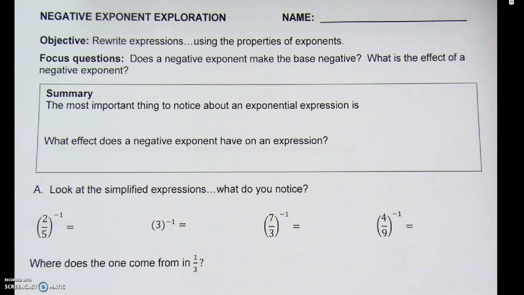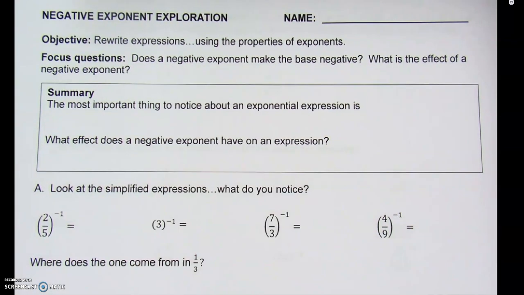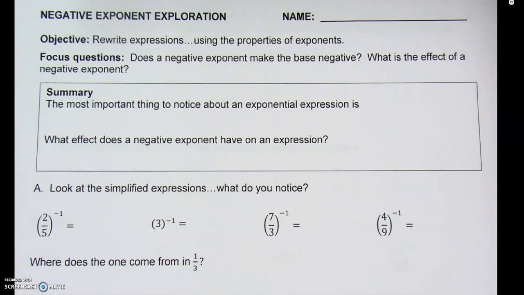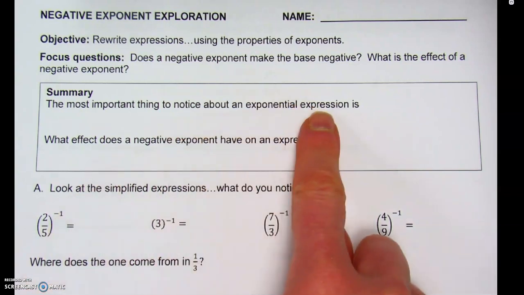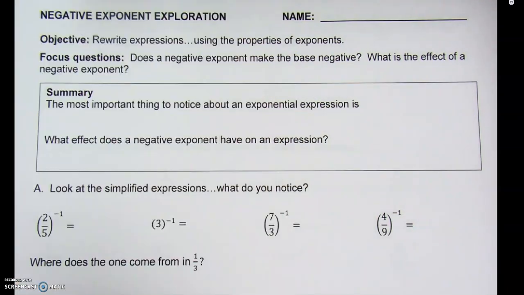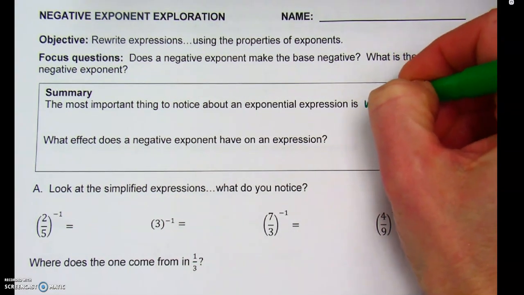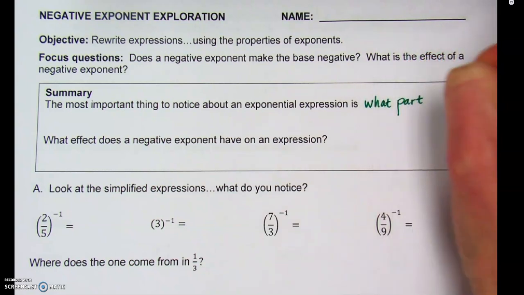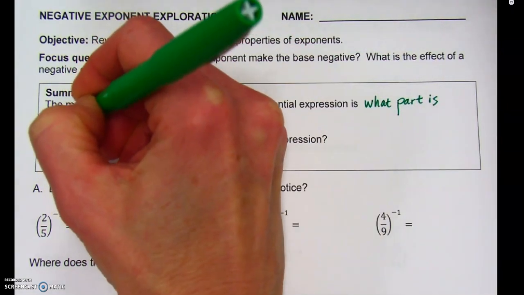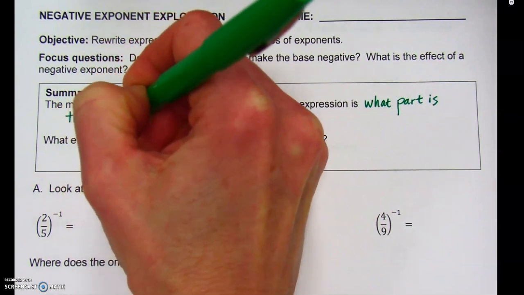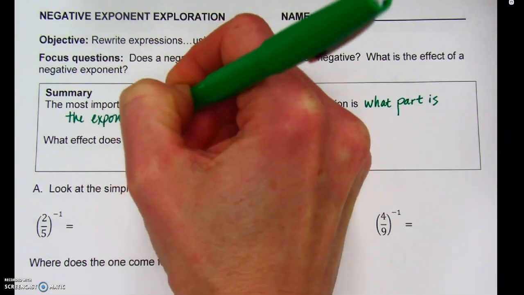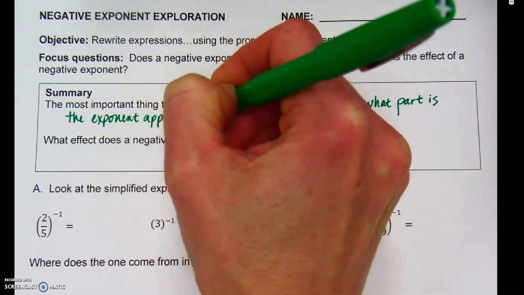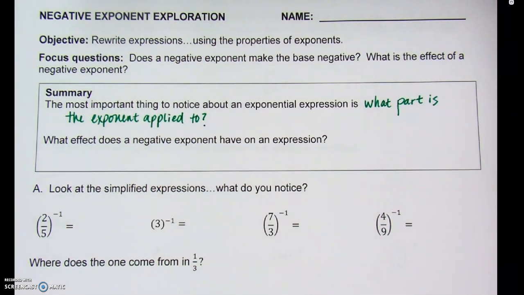Our focus question for today is, does a negative exponent make the base negative? And what effect does a negative exponent have? The most important thing to notice about an exponential expression is what part is the exponent applied to? The whole thing, the numerator, the denominator, only part of it? You've got to pay attention to that.